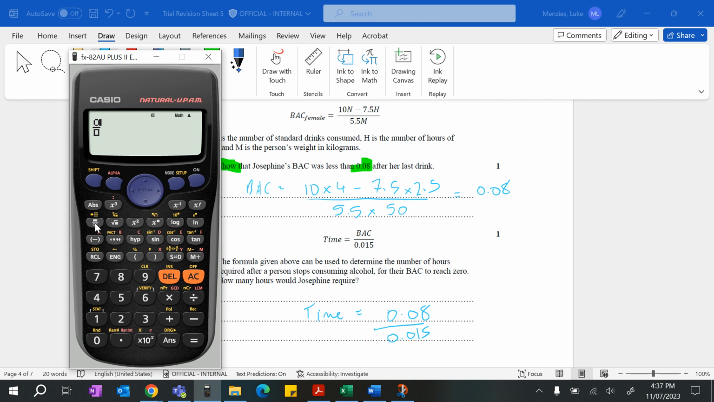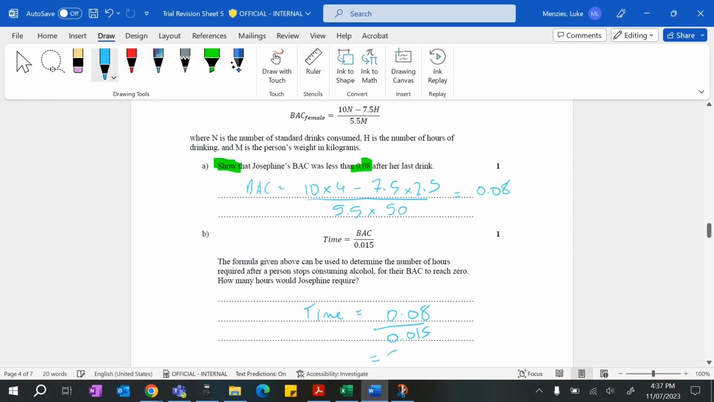So we've got 0.08 over 0.015. Okay, so I'll put that into that. How many hours? So this is equal to the time, 5 hours and 20 minutes. Very good.